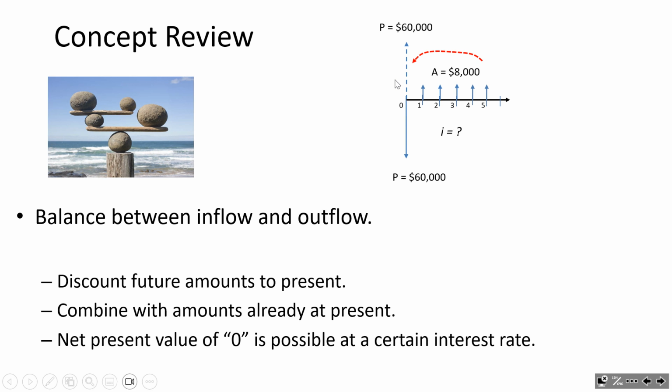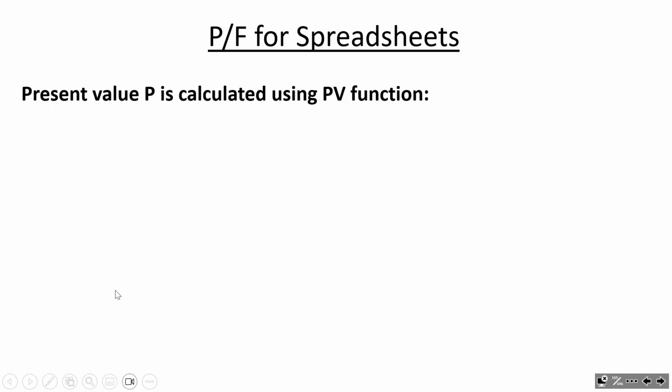Discount future amounts to the present, combine it with what's already at the present, and get the net present value. By net, it means combining together the inflows and the outflows. There's some combination that will give us 0 at the interest rate we're looking for.